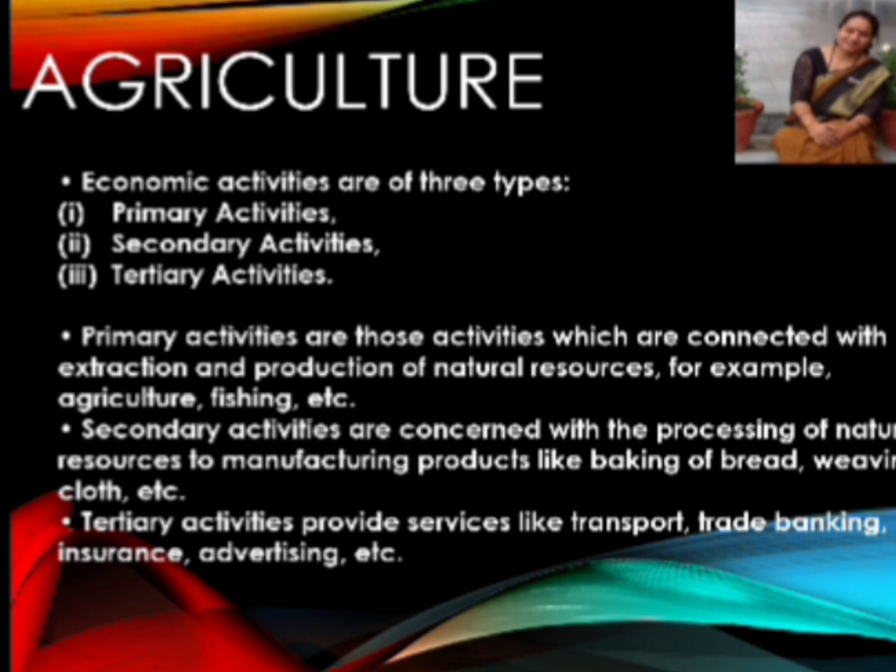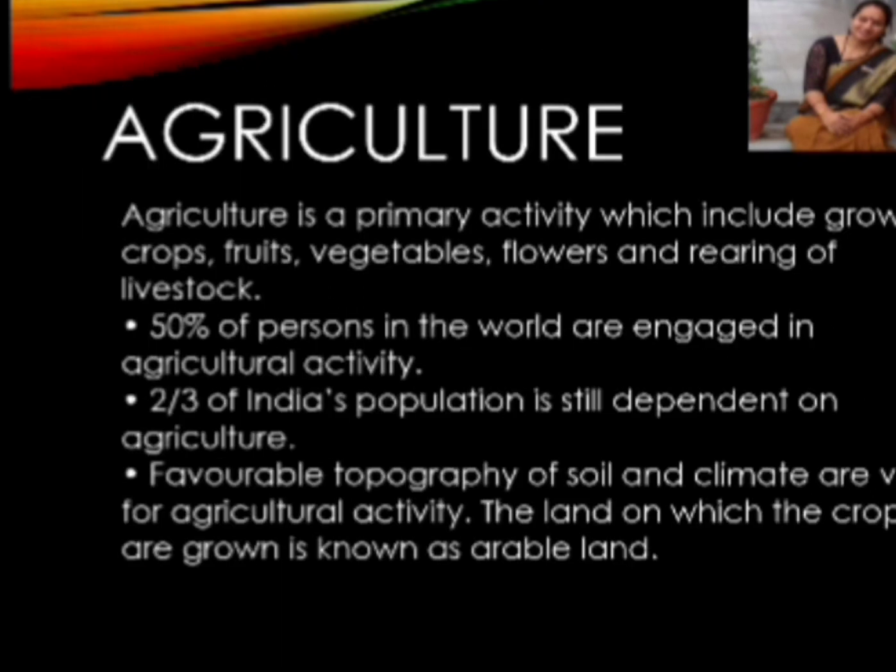The third activity, that is the tertiary activities, provides support to the primary and secondary sectors through services. Transport, trade, banking, insurance, and advertising are some examples of tertiary activity. Agriculture is a primary activity. It includes growing of crops, fruits, vegetables, flowers, and rearing of livestock.